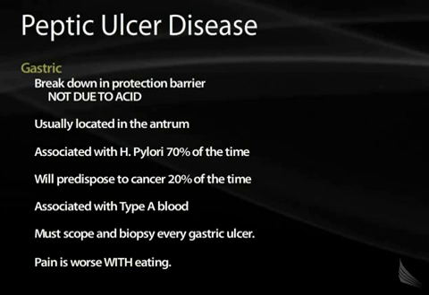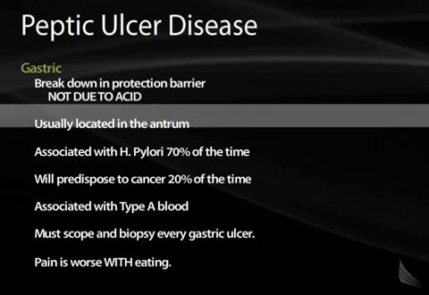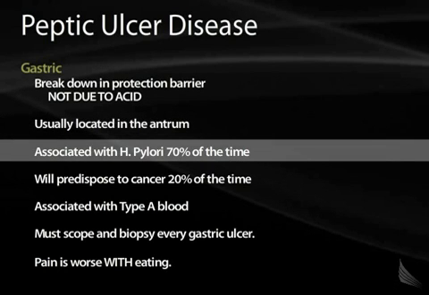Peptic ulcer disease occurs both in the stomach and the duodenum. In the stomach, it occurs when there is a breakdown in the protective barrier or the mucus layer which protects the gastric cells. This is not due to acid. This is usually located in the antrum of the stomach and is associated with H. pylori 70% of the time.